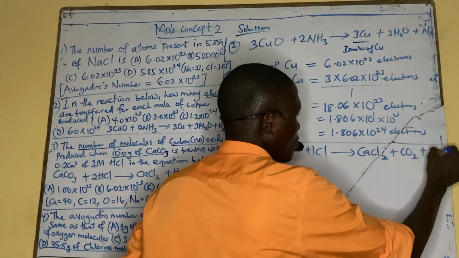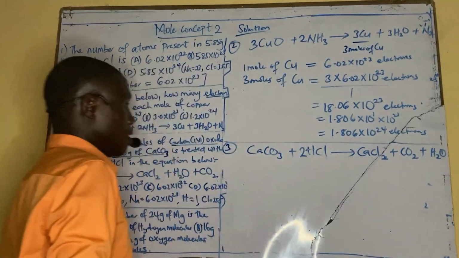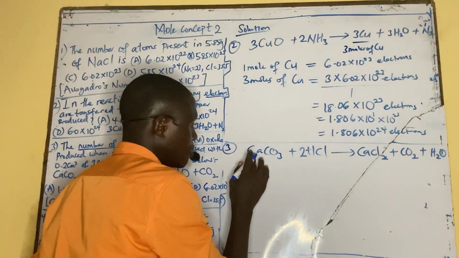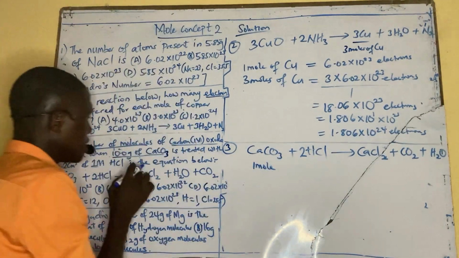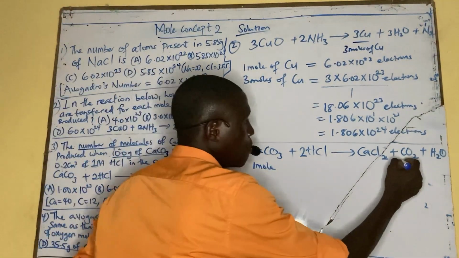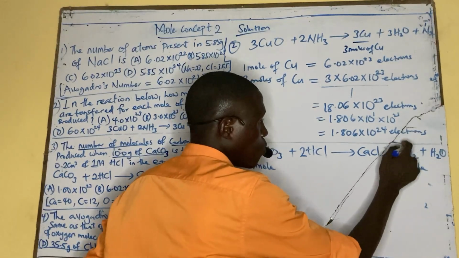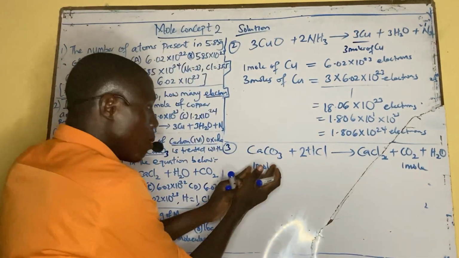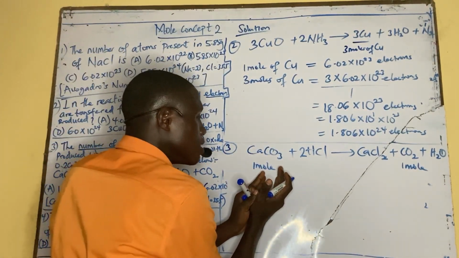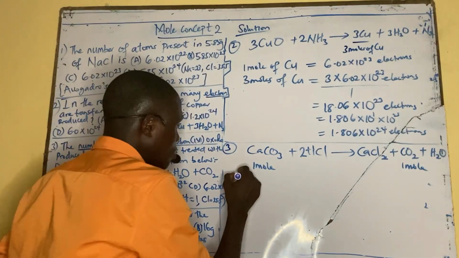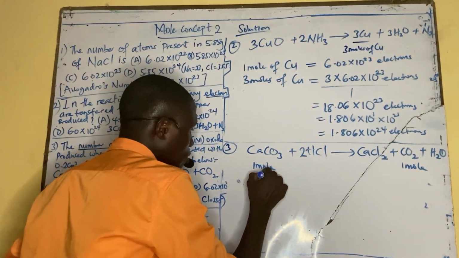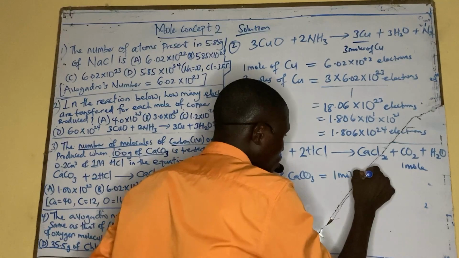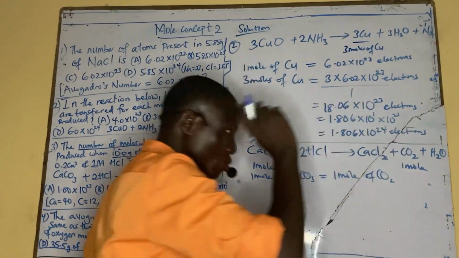Now H2O. This one has 2. Now from the chemical reaction, analyze the number of moles. This one is 1 mole. In relation to carbon 4 oxide, how many moles is this one? This one is also 1 mole, because the coefficient here is 1, the coefficient is also 1. So 1 mole of CaCO3 generates 1 mole of carbon 4 oxide. So we can write it out: 1 mole of CaCO3 produces 1 mole of CO2.